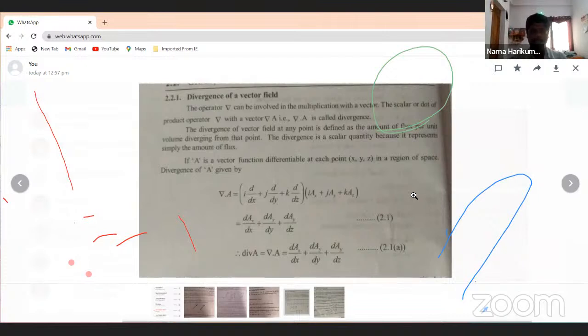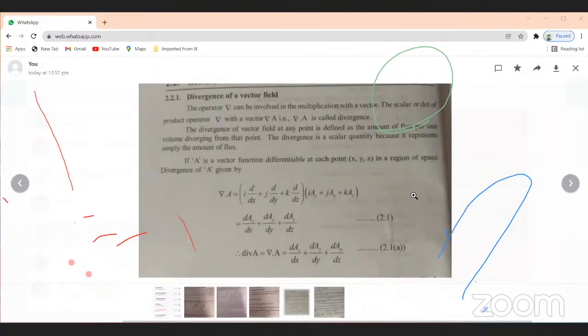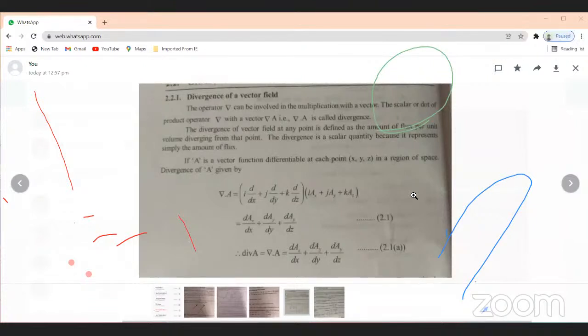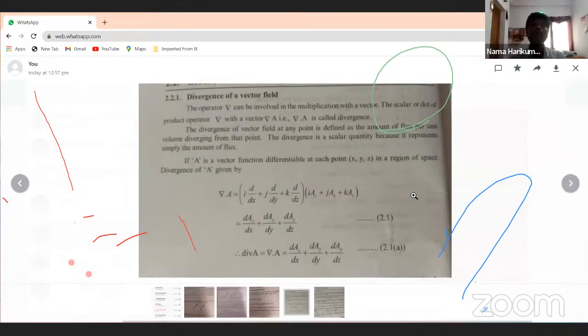Field means you do some work in a particular place. For example, field work. What is field work? You do some work in a particular area. That is a field. These are vectors. Vector means a system with magnitude and direction, working in a particular area. That is a vector field.